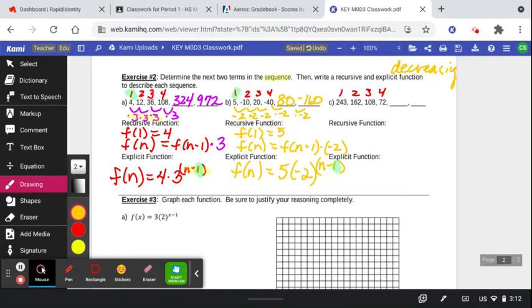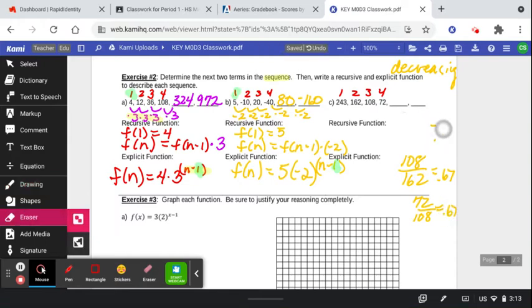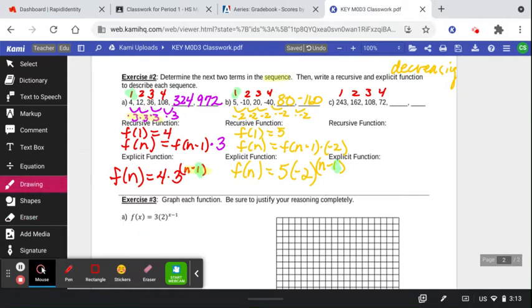Now, a lot of students couldn't figure this multiplier out. So my recommendation, again, just like I mentioned in part A, is you take the second term and divide it by the first term and see what it gives you. Take the third term, divide it by the second term. Take the fourth term, divide it by the third term, etc. When you do this, you're going to notice you get 0.67, 0.67. Anyone know what fraction represents that 0.67 repeated multiplier? You got it. It's 2/3. My fractional multiplier this time is times 2/3.